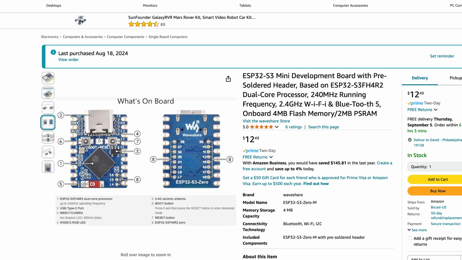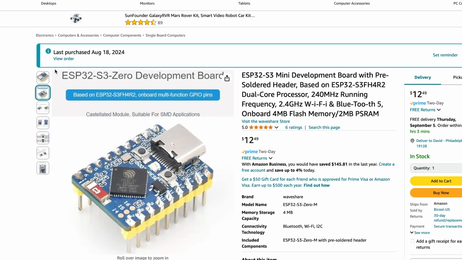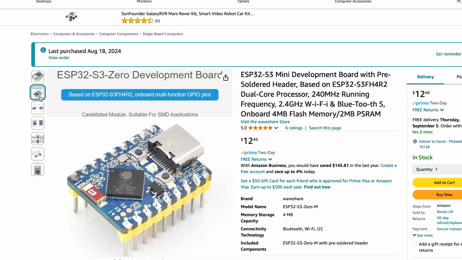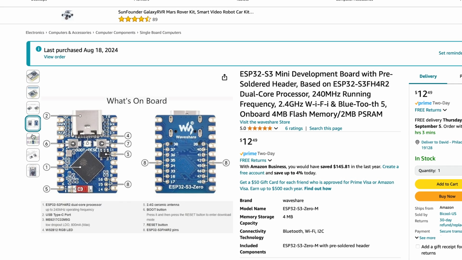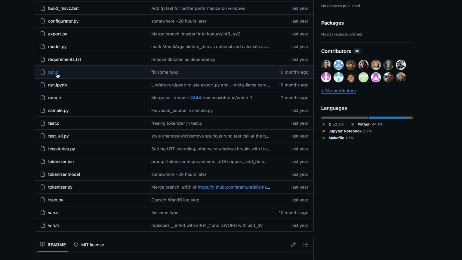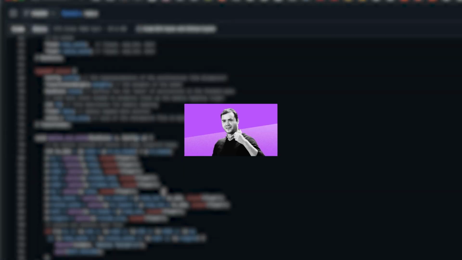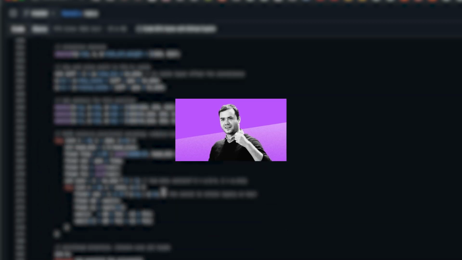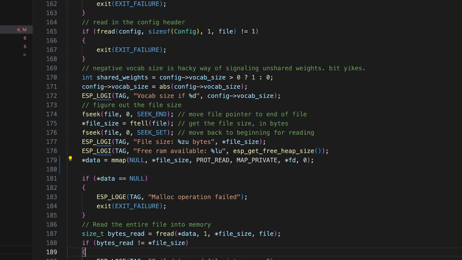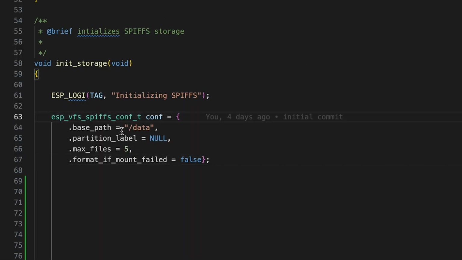But I found an ESP32-S3 with 2 megabytes of PSRAM and 4 megabytes of flash storage that should be able to handle this. To run the model, I used a pure C inference script from the Llama 2C repo, built by the legendary Andre K, who, by the way, also co-founded OpenAI. Adapting his script for the ESP32 was surprisingly straightforward. I swapped out the mmap calls for malloc and loaded the model using the ESP SPIFFS file system.